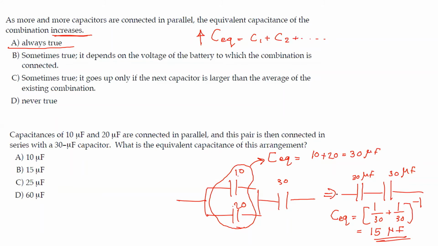I've seen in exams, a lot of people get confused. They just forget the equation and they do what you do to resistors. Resistors and capacitors are exactly opposite when we do equivalents. So your answer is B. So are we okay with this? Yes. So I will move on.